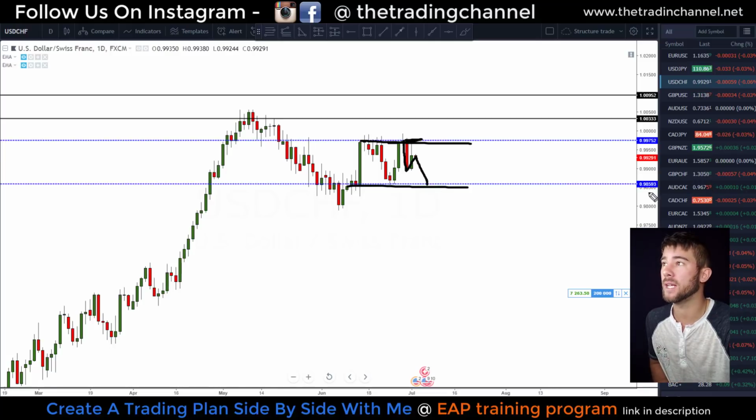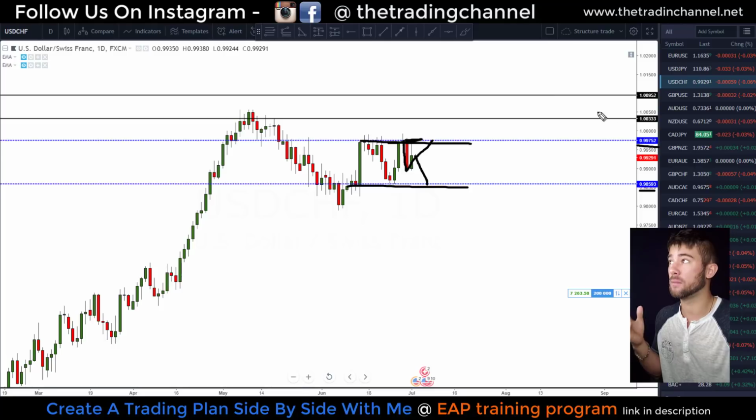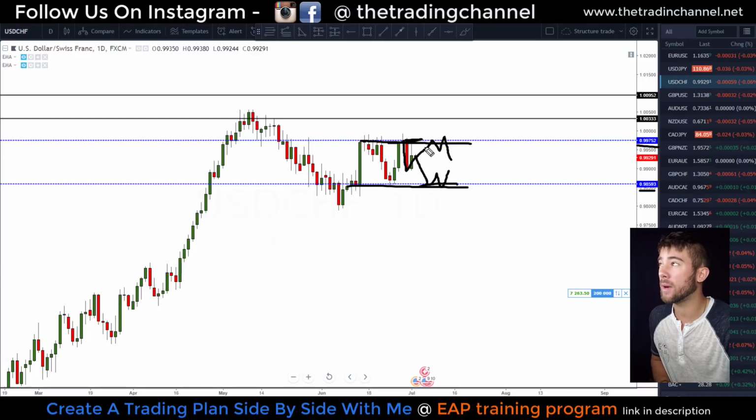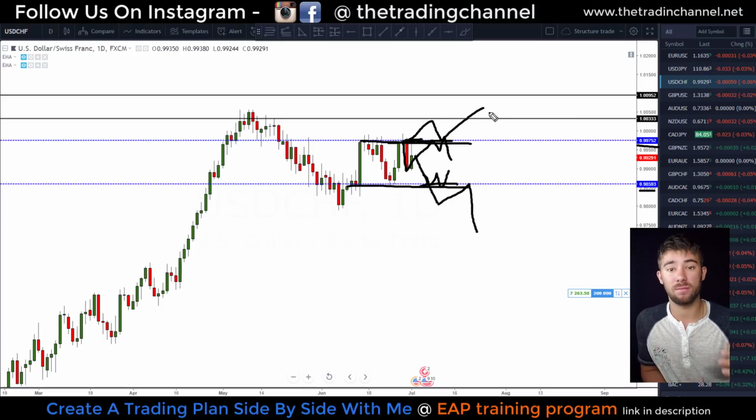We're looking for a move down to 0.9859 or a move up to 0.9975. After we get a move to one of these levels, we'll either look for a shorting opportunity from the top level or a long opportunity from the bottom level. If we get no type of opportunity at either of these levels, we'll be waiting on the breakout and pullback of either one of these levels. So very simple analysis here on the dollar Swiss. That's what we're going to be paying attention to and looking for on this pair.